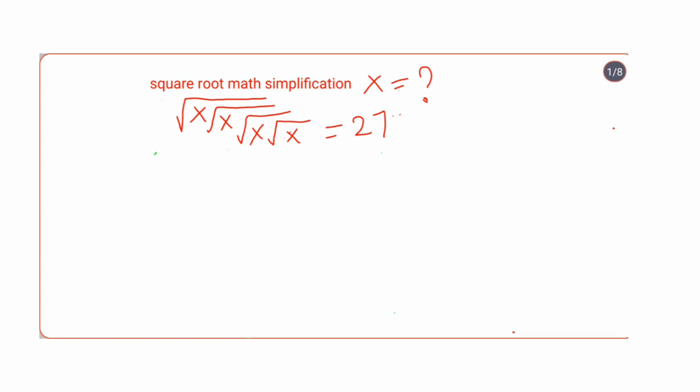Today we are going to solve this square root problem. The question is: under root x into under root x is equal to 27. We have to find the value of x. The first step is to square on both sides.